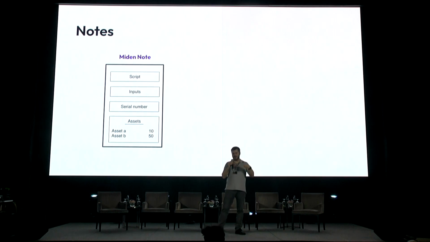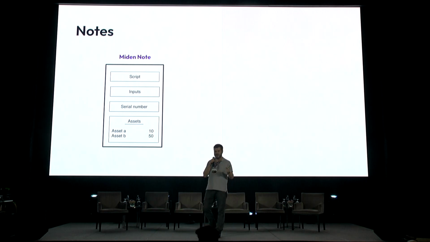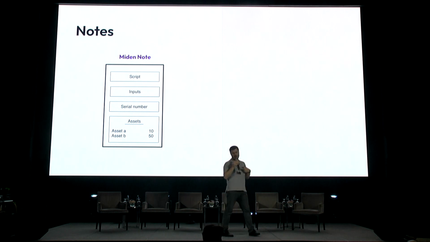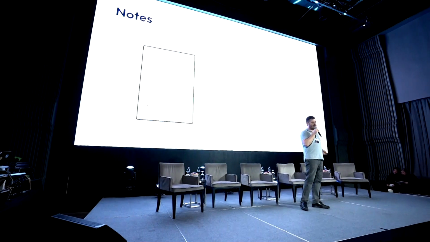You have some inputs. This is basically data associated with the node. You have a serial number that is used for privacy. Basically, you want to make sure that all the nodes are unique to generate unique nullifiers and all of that. So I'm not going into this now here.